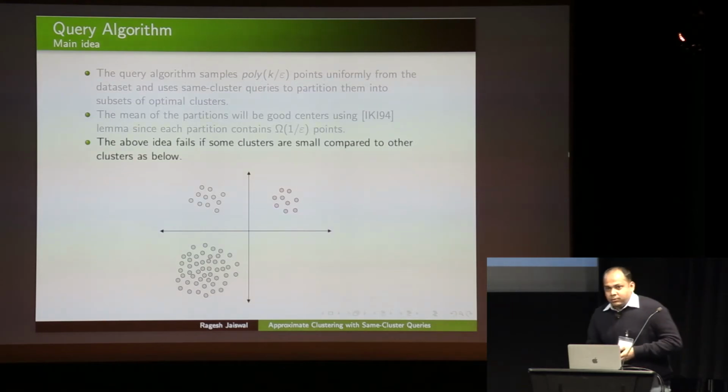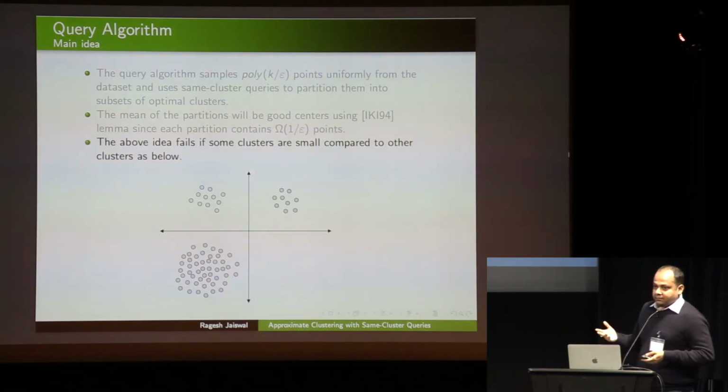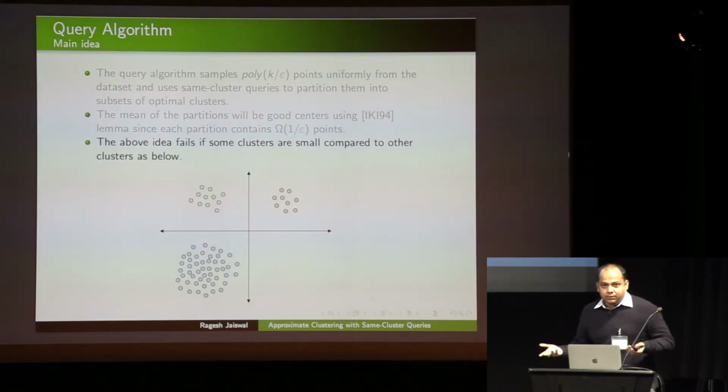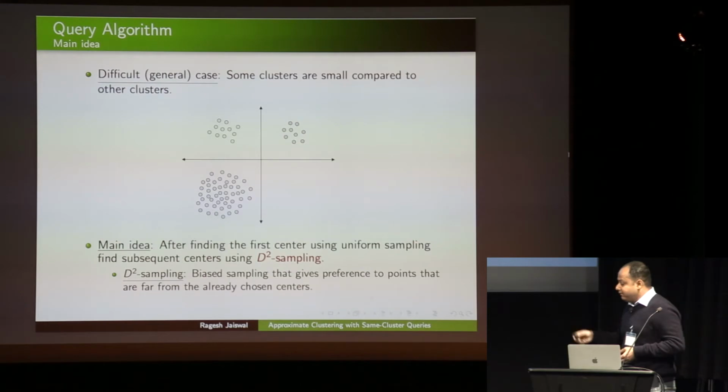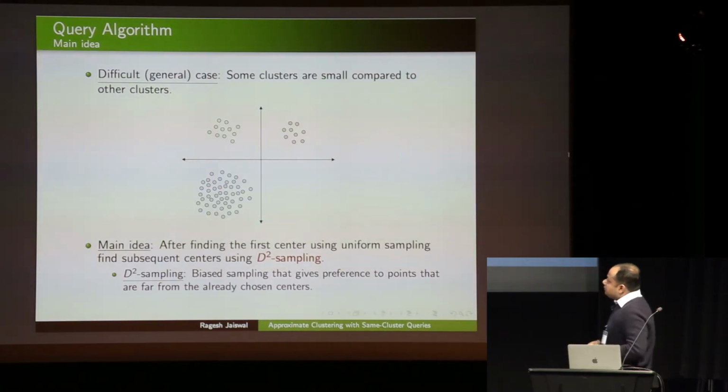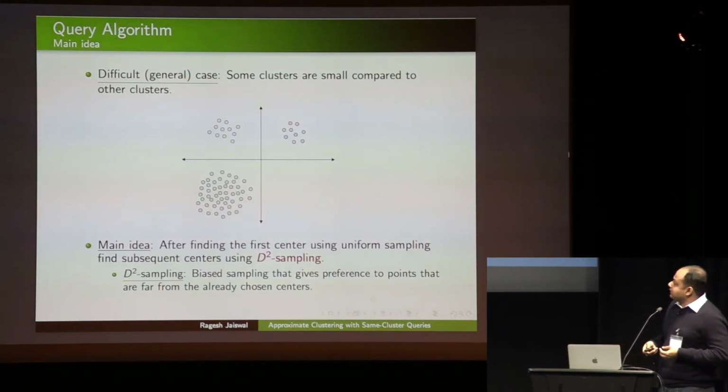So what would you do? What is the natural idea in this particular case? And the natural idea is what actually works. Well, the general case is you have these clusters which may be of very varied sizes. So the natural idea that works in this particular setting is called d squared sampling.